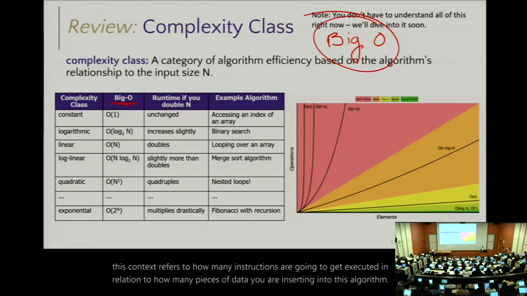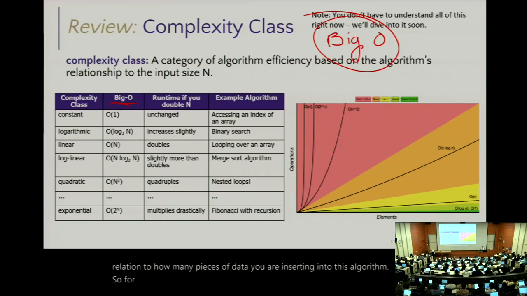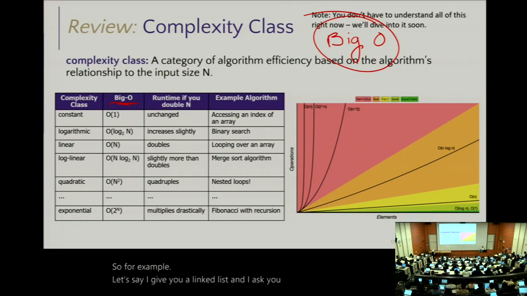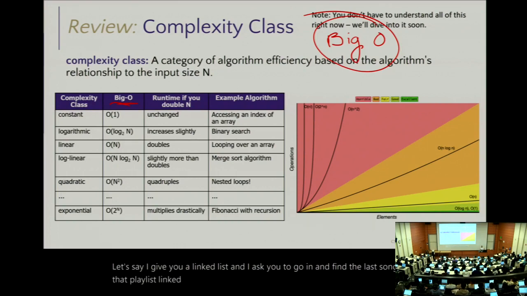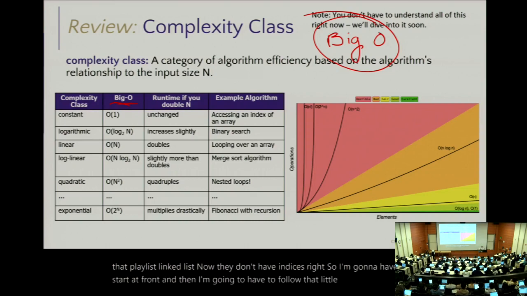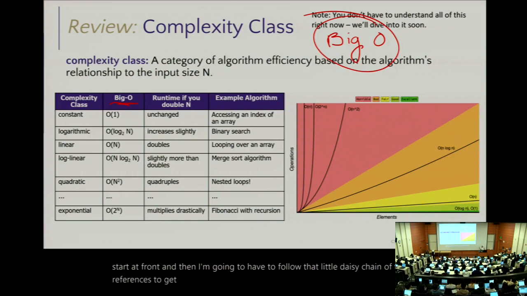So for example, let's say I give you a linked list and I ask you to go in and find the last song in that playlist's linked list. Now they don't have indices, right? So I'm going to have to start at the front and then follow that little daisy chain of references to get all the way to the back, which means if I'm trying to get that song at the very back of the list, I have to touch every single thing in the list.